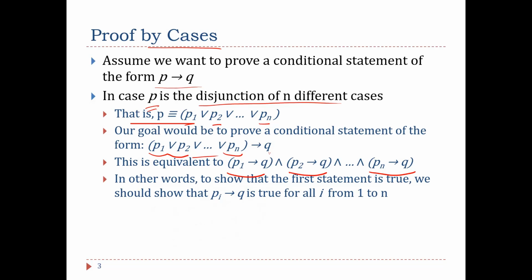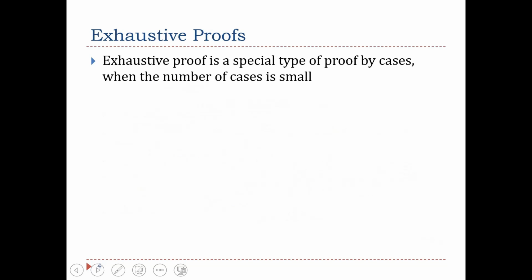So in other words, to show that the first statement is true, P implies Q, we should show that for every i, Pi implies Q is true. We show that the property Q holds when P1, let's say, so in case of P1, it means when the number is positive. For P2, we are assuming that the number is equal to 0, and for the final case, it's considered to be negative. So this kind of proof is called a proof by case.